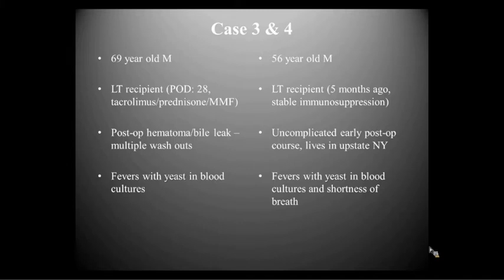I think the first case is really easy, right? There's more of a question about the second case. This guy is still in the hospital, he's had a complicated surgery, etc. So he has Candida albicans, no surprise. The other guy, stable immune suppression, but he went out, uncomplicated course, lives upstate, some shortness of breath, so maybe something like crypto, right? So this guy had crypto.